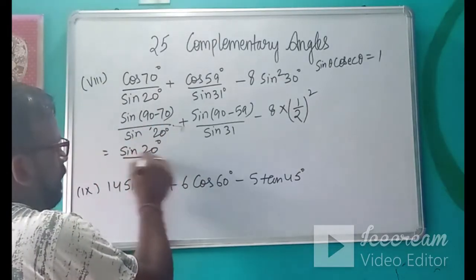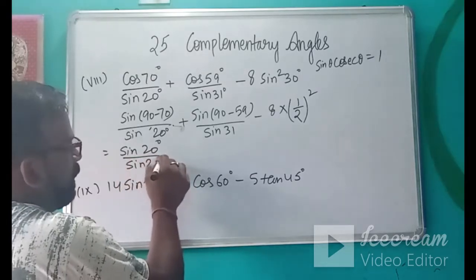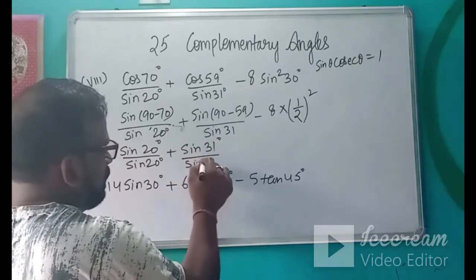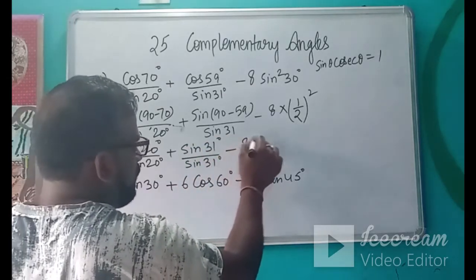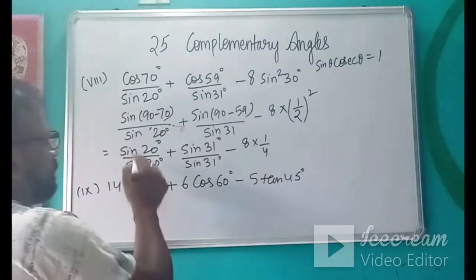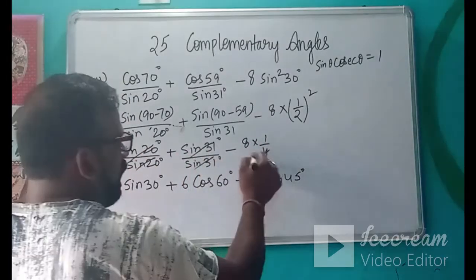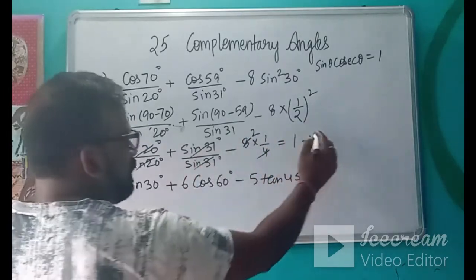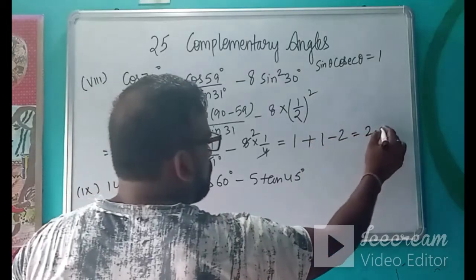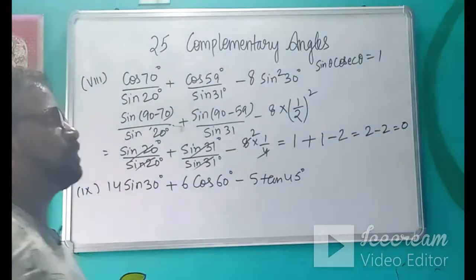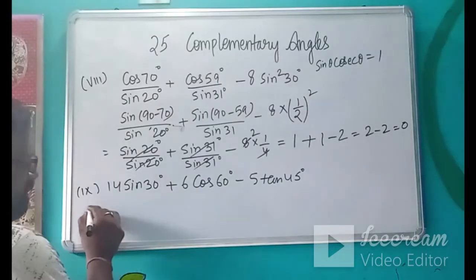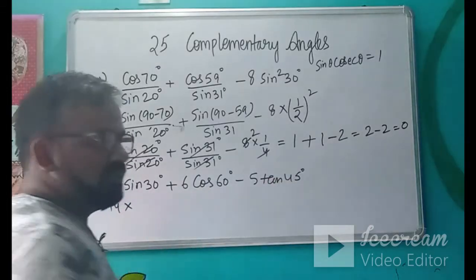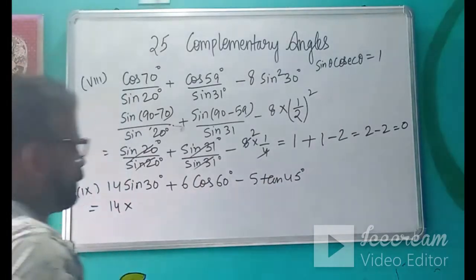Sine 20 degree upon sine 20 degree plus sine 31 degree upon sine 31 degree minus 8 into 1 by 4. So when you cancel, this is 1, again this quantity is 1, minus 2, so it is 2 minus 2 equals 0. Okay, then in this type of question, all the angles given are standard trigonometric angles, so you need not replace anything.